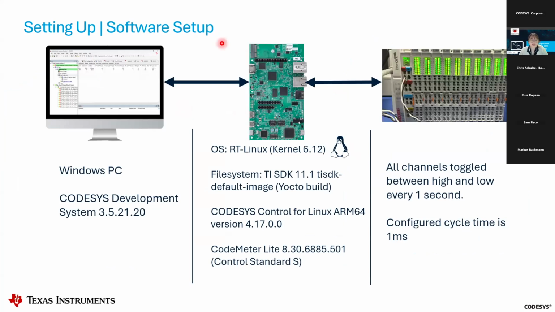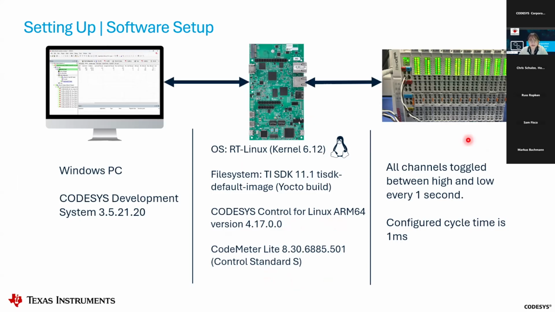In terms of software setup, as I mentioned, the Windows PC will be running the CODESYS development system to be able to set up, configure, and monitor any statistics on the EtherCAT master. On the evaluation module, I have flashed the latest TI SDK Yocto built image that uses RT Linux, and on top of that, installed CODESYS Control for Linux ARM64 using an IPK package. Additionally, I installed a CODESYS Control standard S license so that I can enable longer run times than 2 hours.